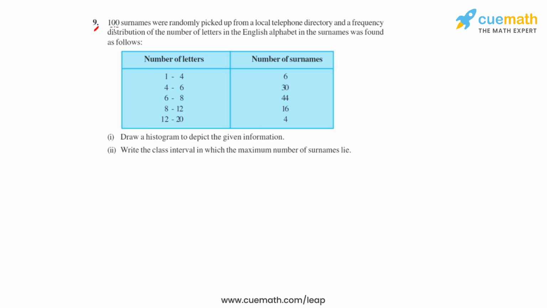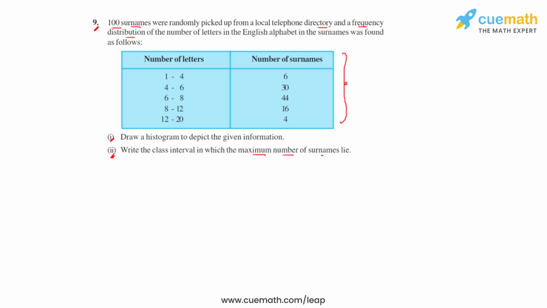Question number 9 says that 100 surnames were randomly picked up from a local telephone directory and a frequency distribution of the number of letters in the English alphabet in the surnames was found as follows. So here we have the number of letters and the number of surnames. We have to draw a histogram to depict the given information and then write the class interval in which the maximum number of surnames lie.